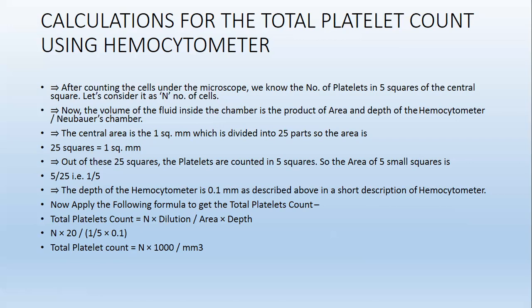Now apply the following formula to get the total platelet count: total platelet count is equal to n into dilution upon area into depth. Then n into 20 divided by 1 by 5 into 0.1. So the total platelet count would be n into 1000 per mm cube.